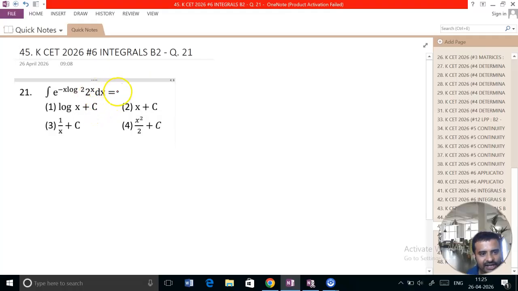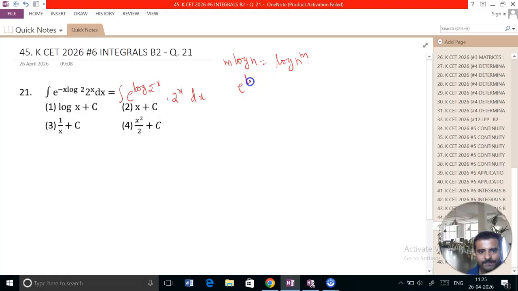Next, question number 45, that is question number 21 in your version code B2. Here also we have to simplify the function first. Whenever we are going to take the integral of e power minus x log 2 into 2 power x with respect to x, we consider this property: m log n can be written as log n to the power of m. Then it becomes log 2 to the power of minus x, into we have one more function, that is 2 power x, with respect to x.